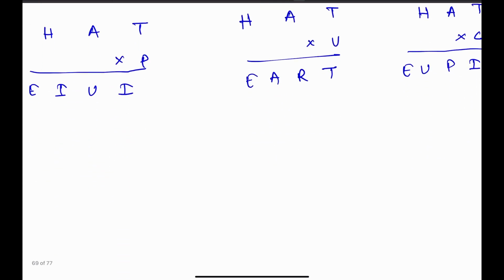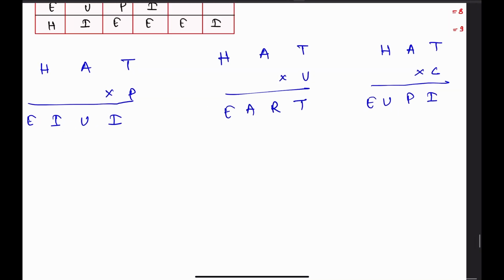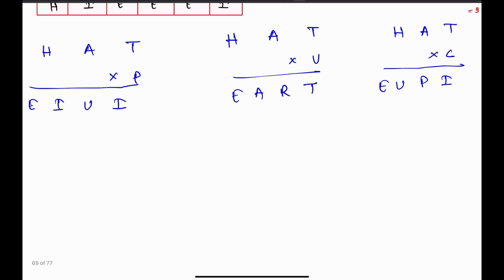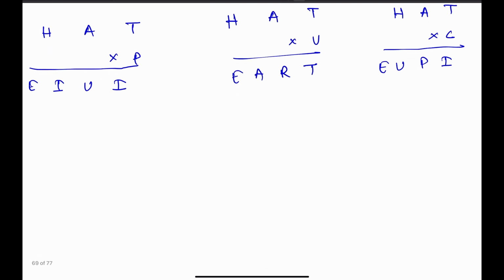Okay, the second thing is T is multiplied with P, I'm getting I. T is multiplied with C, I'm getting I. So which number T is multiplied with P, I'm getting I. And when the same T is multiplied with C, I'm getting I. So what could be the possible values of T and P? There could be a lot of possibilities.